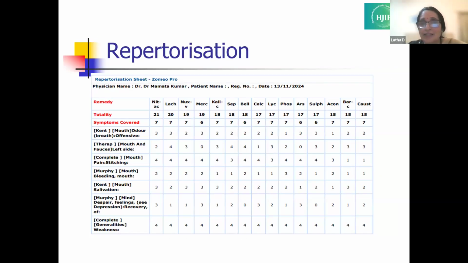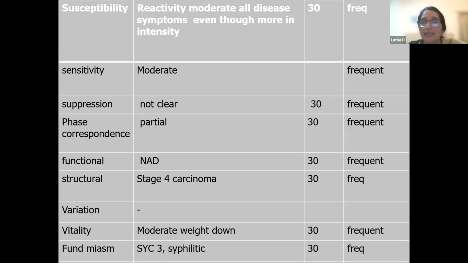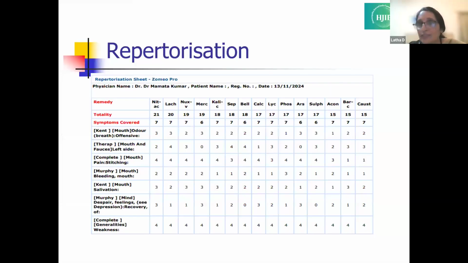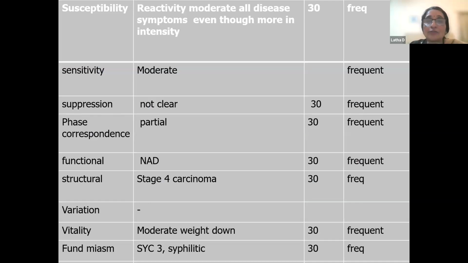On repertorization, these were the remedies that came up, and nitric acid covered almost all the symptoms, including his present mental state, and it is listed very high in the repertory also for cancer, oral cancer. So you find that 30 frequency comes in: the reactivity is moderate, the sensitivity is moderate, there's no evidence of suppression, there's a structural advancing pathology of stage 4.